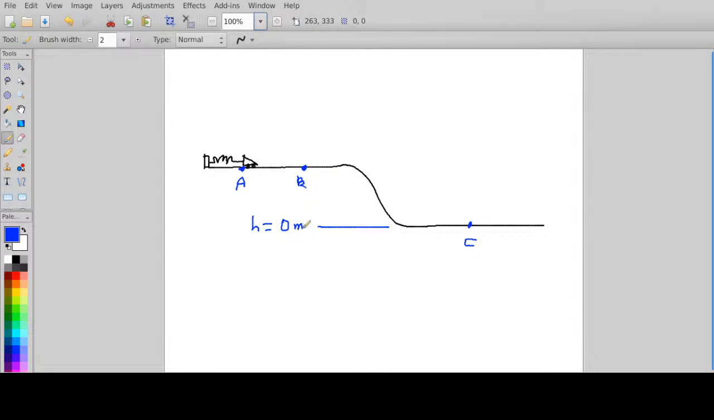You're going to need that because you're going to be calculating the potential energy due to gravity, mgh, and I think you can see that the potential energy due to gravity is going to be 0 at point C.